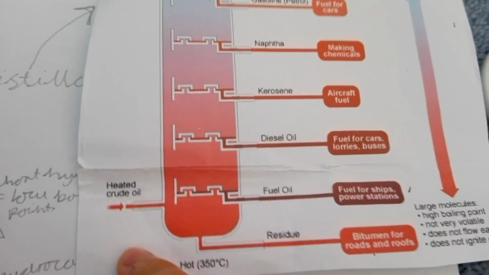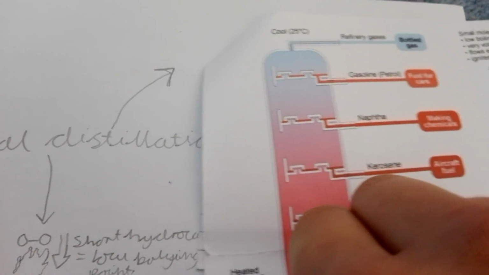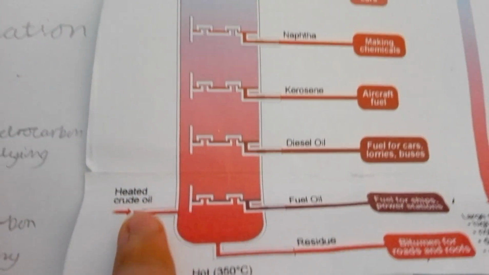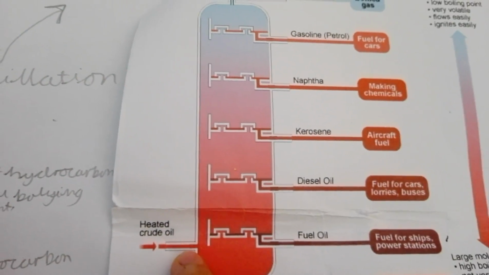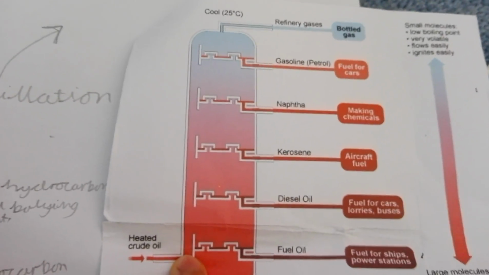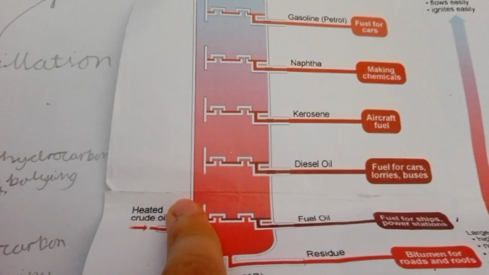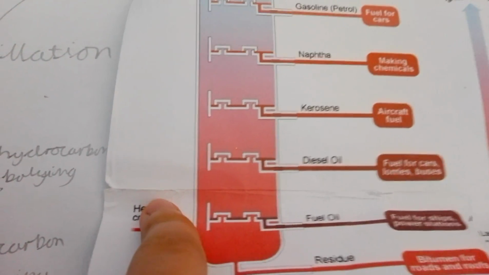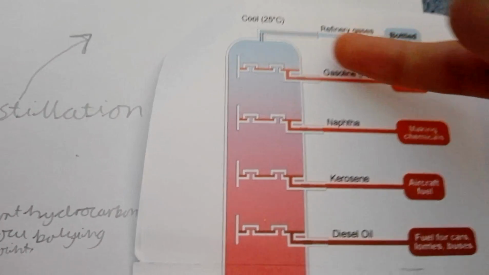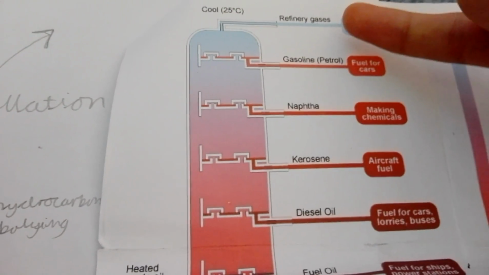Now let's go back to our long hydrocarbon and short hydrocarbon molecules. Our short hydrocarbon molecules are going to go right up to the top here, because they're really tiny, really small. You're not going to have much to be heating up. So once they've heated up, they're going to rise, cool down, and then condense in this part here, and then they will turn into refinery gas.